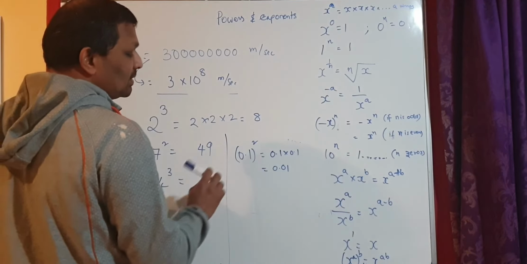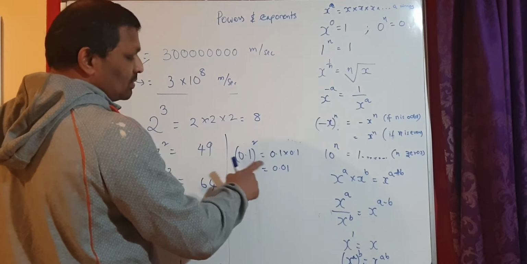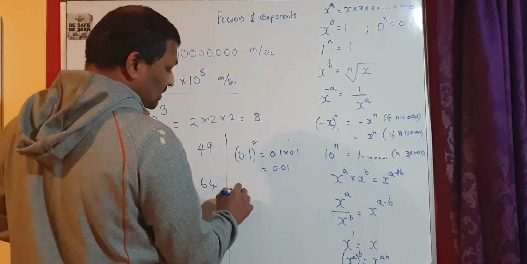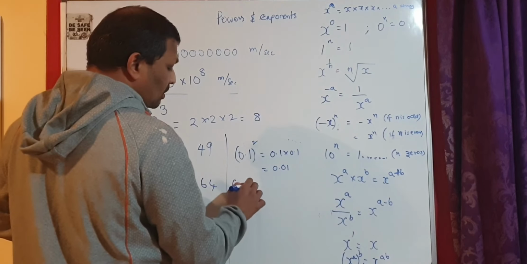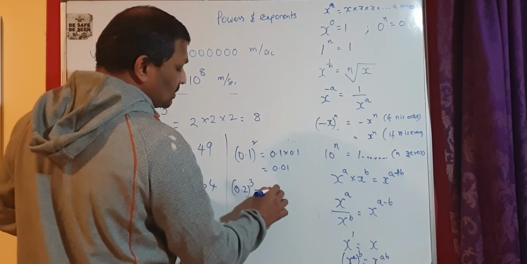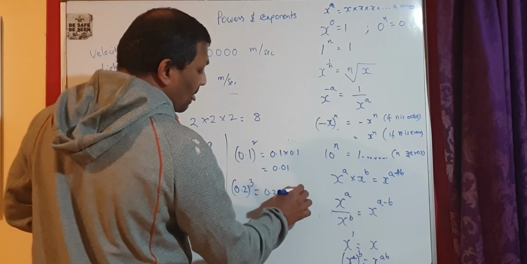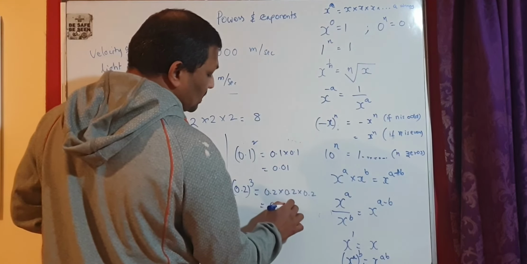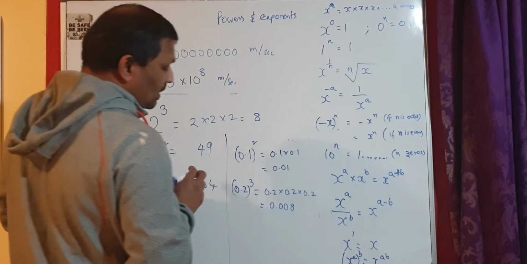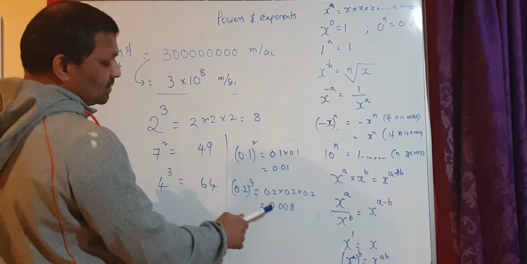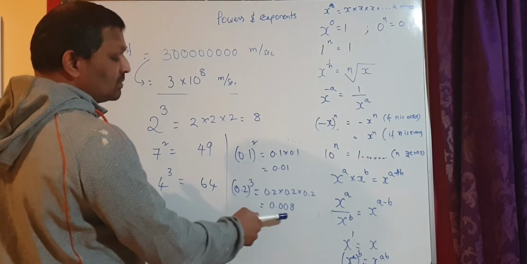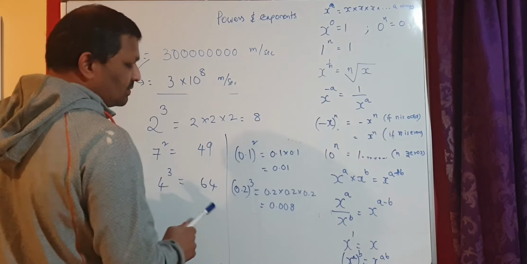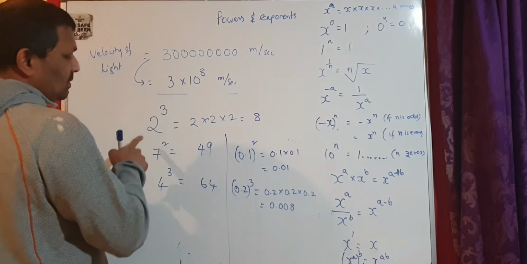Whose value is more? This value or this value? This value is more. We got a lesser value. For example, 0.2 whole cube is equal to 0.2 into 0.2 into 0.2, whose value is 0.008. Whose value is more? This value is more, this value is far less. So what is the difference here?